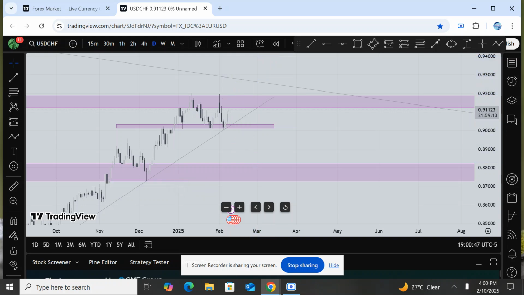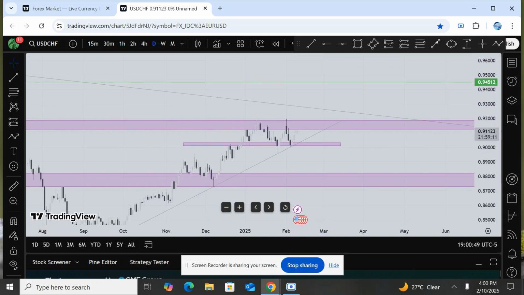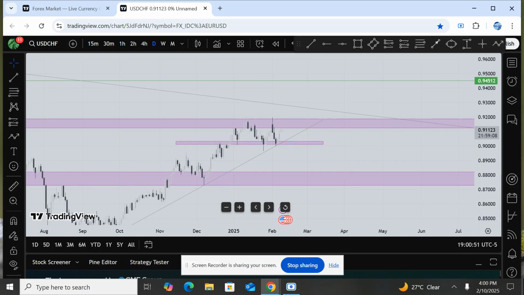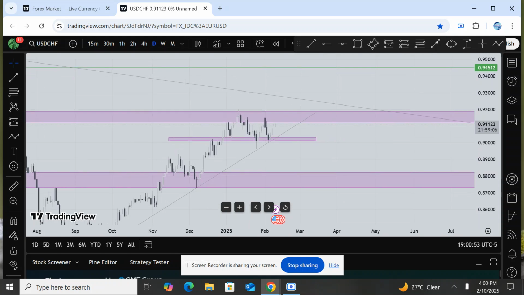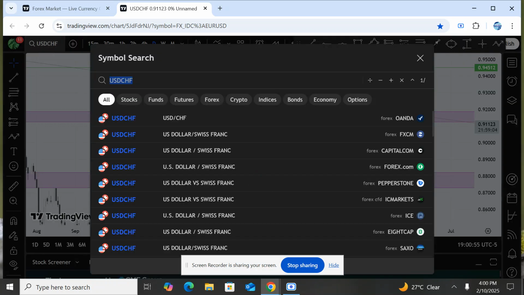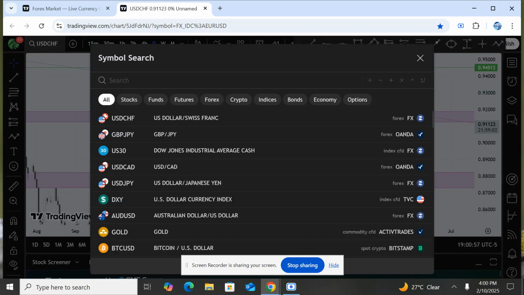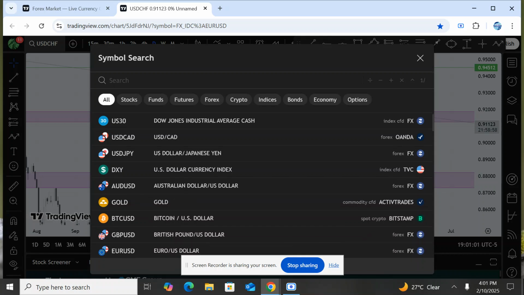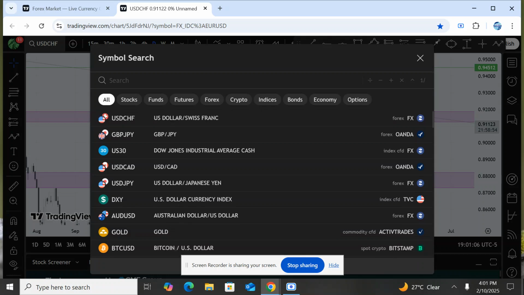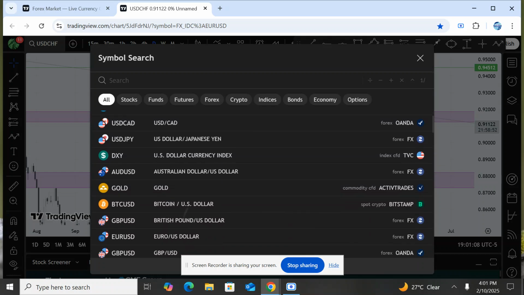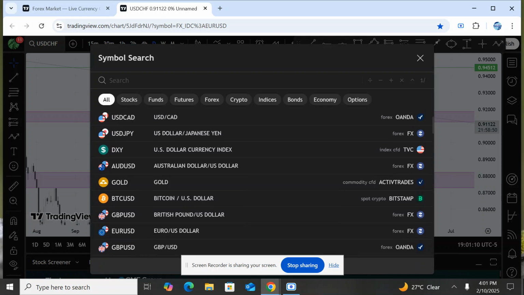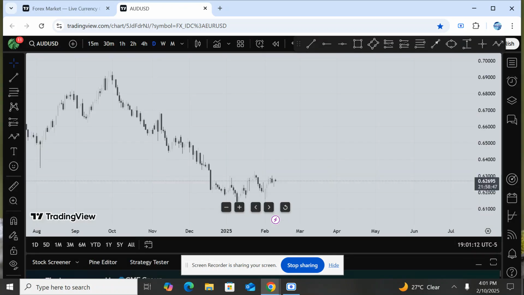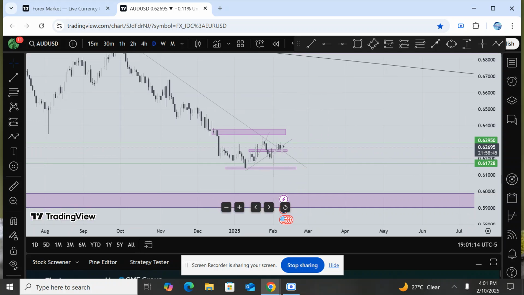So that is it for USD CHF. It's a two-way bias as the market is looking confused at this moment. To move over to the next pair, guys, this might probably be the last pair for the night. We've not even done AUD USD, and we've not even done GBP USD. I think I should just do those ones quickly, then we'll wrap it up.